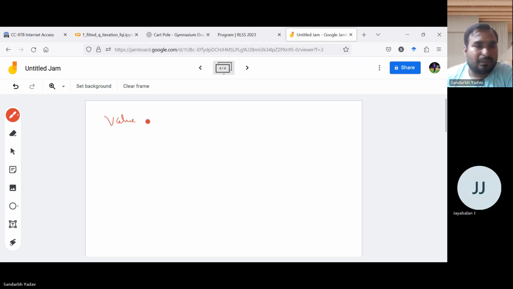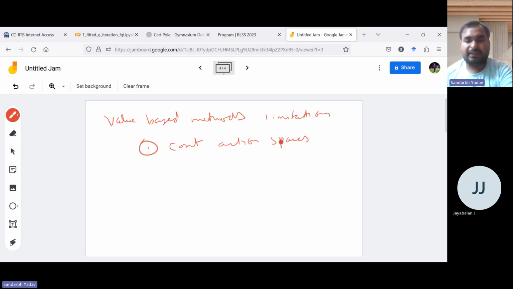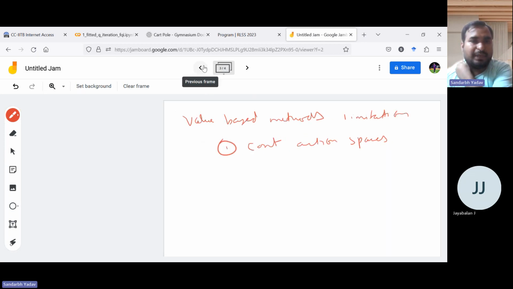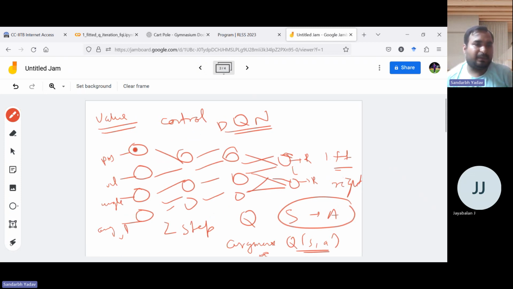So value based methods have limitations with continuous action spaces. Although continuous state spaces we can model, by passing continuous values for each of the features in the neural network. But what happens in value function methods, suppose you have an infinite number of actions, and you cannot have infinite nodes here for each action.